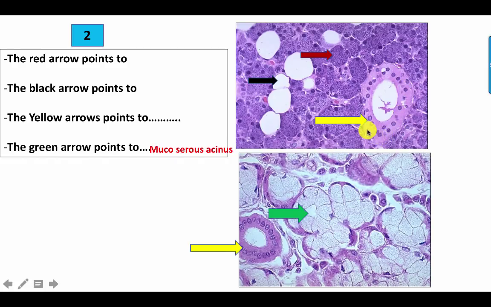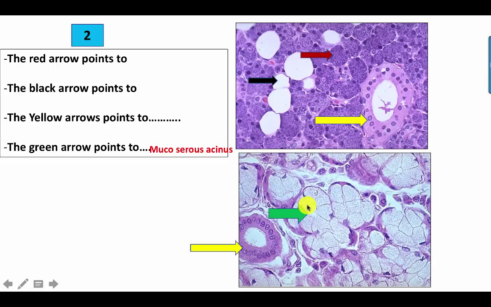The yellow arrow points to the famous striated duct with cuboidal epithelium, rounded nuclei, and acidophilic cytoplasm. The green arrow points to the mucoserous acini. This is the green arrow, and this is the mucous acinus, which is vacuolated with a wide lumen. The serous has a narrow lumen, the mucous a wide lumen. The serous has a rounded nucleus, the mucous has a basal flattened nucleus. And here we have the mucous acinus, or the mucous cells.